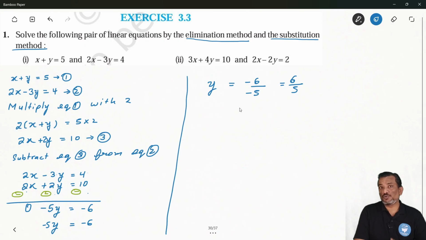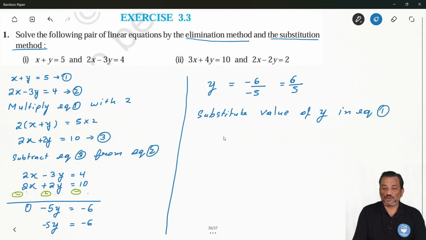Now this y value you will substitute into any equation. Either you can substitute in first equation or second equation. So we will say substitute value of y in equation 1. So what you have equation 1, x plus y is equal to 5. So here you can substitute the y value. So what is the y value you got? 6 over 5. So you can say x plus 6 over 5 is equal to what?